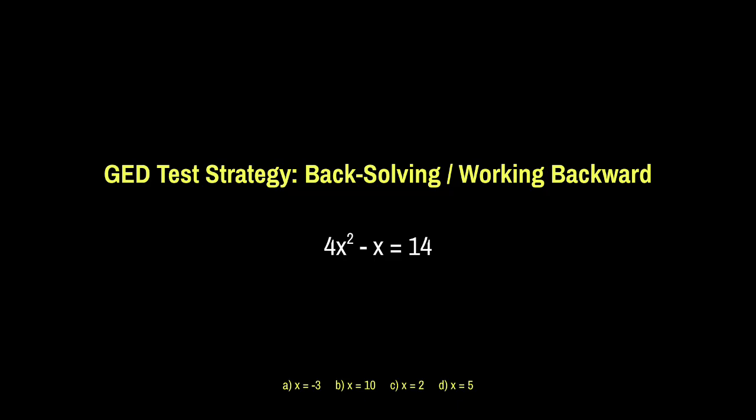Today, we're talking about one of the absolute most powerful test taking strategies you can use on the math section of the GED, which is looking directly at the answer choices. When you sit down for the exam and see a problem like this, 4x squared minus x equals 14, it's very easy to freeze up or start feeling overwhelmed.